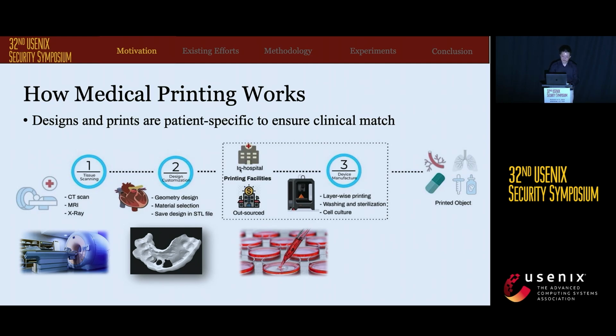First, the patient or the tissue will be scanned to obtain its digital representation. Then it will be sent to medical practitioners for design and customization. Those designs will be sent for manufacturing, and the printed objects will go through a series of post-processing steps to obtain the ultimate printed object. The key point of this entire process is that the designs and the prints need to be customized for each patient to ensure clinical match.